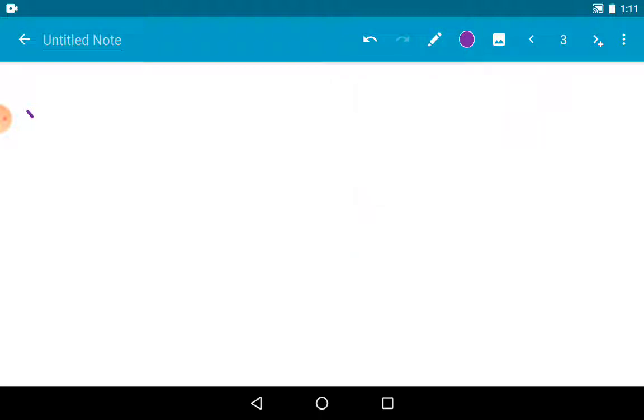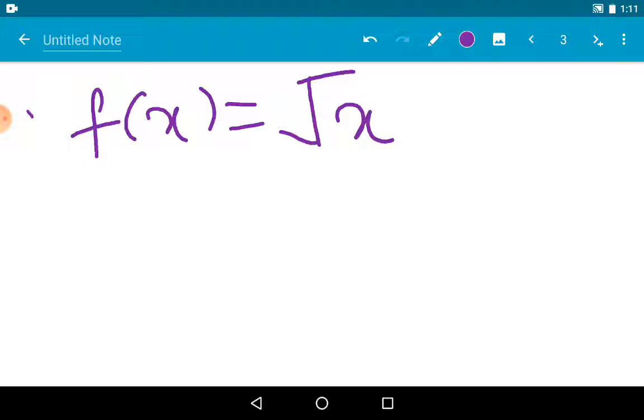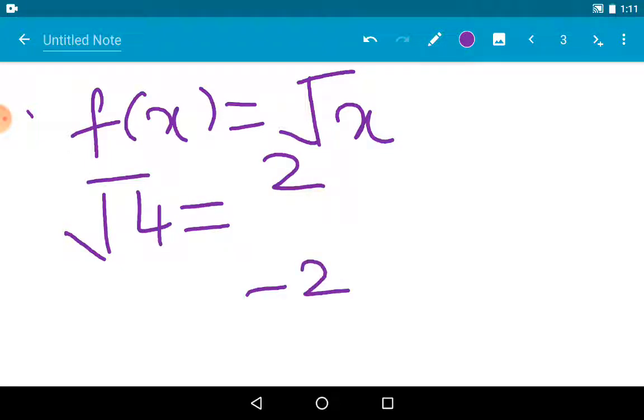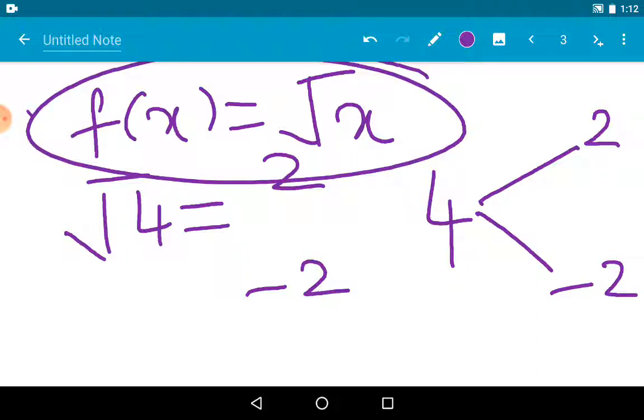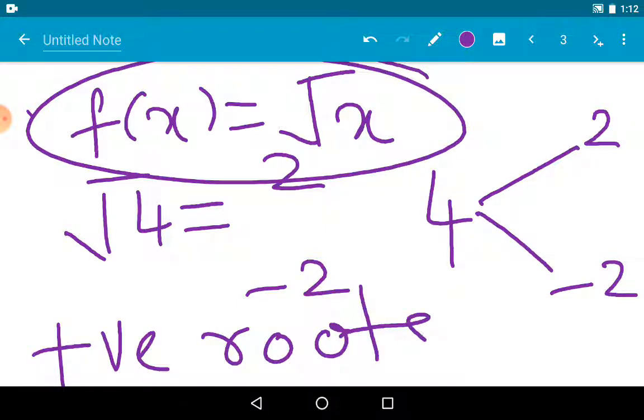Okay. Now consider the function f of x equal to root x. Is there any problem with root x? Since we know that root 4 equals both 2 and minus 2, when we consider this function, 4 will be mapped to both 2 and minus 2. But that is not possible for a function. For a function, every element of A is mapped to one and only one element in B. So while considering the function f of x equal to root x, we must take only positive roots. Okay, we will take only positive roots.